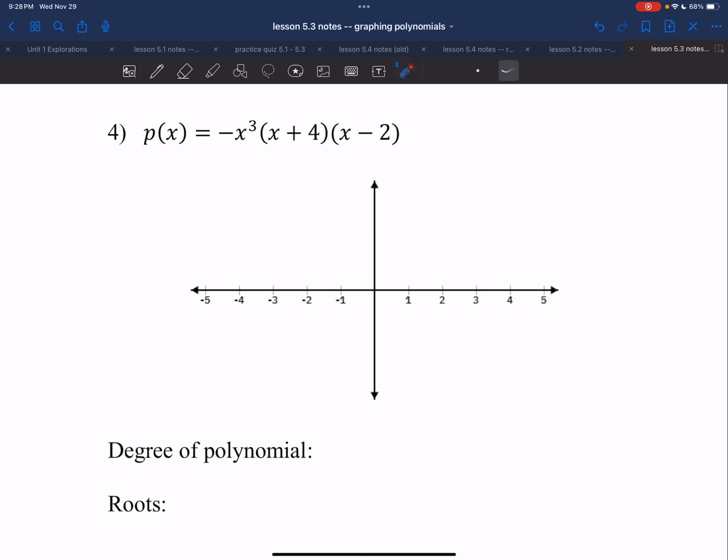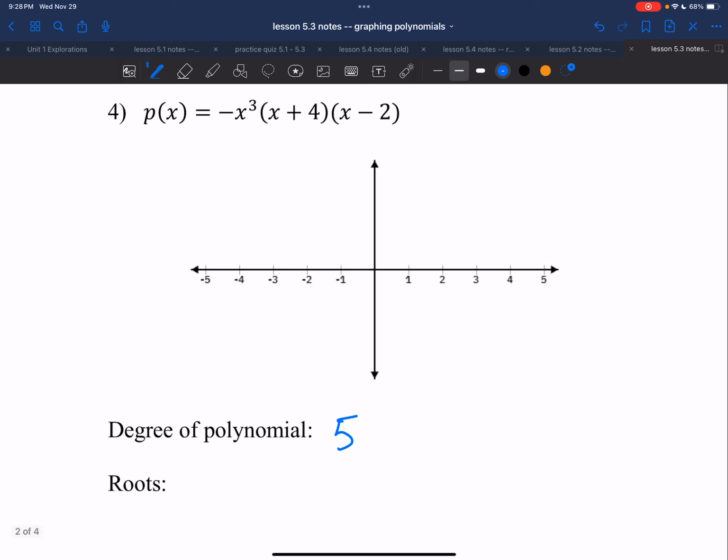Okay, next example. Let's find the degree of this polynomial. There's a cube here, and then another, and then another. That makes 5. So the degree of this polynomial is 5. The roots, well, let's see. x minus 2 means a root at 2. So I have simple roots at 2 as well as -4 because it's a power of 1 up here. So 2 simple roots at 2 and -4.